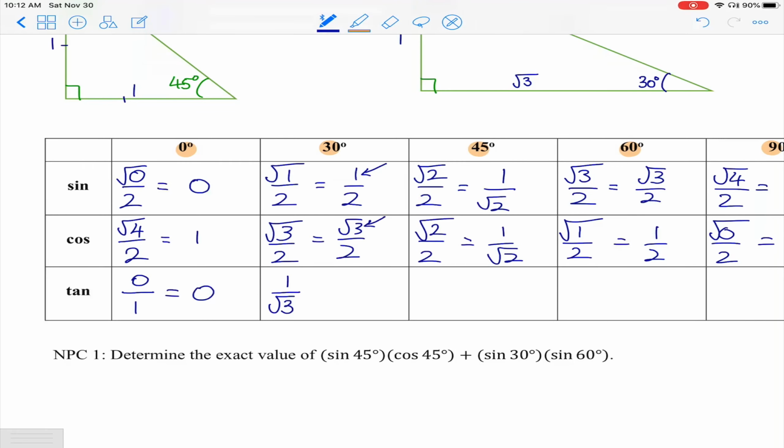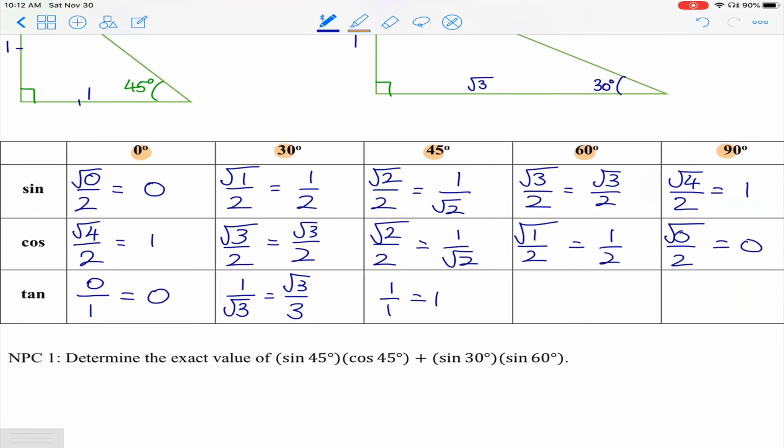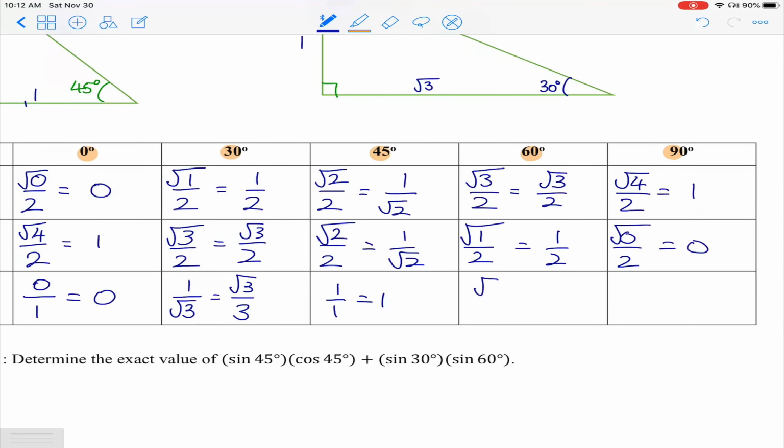1 over square root of 3. Using rationalization, this is square root of 3 over 3 as well. Next one is 1 over 1, which is just 1. Then for 60 degrees for tangent, square root of 3 over 1, so it is just square root of 3. Again, it is numerator of sine divided by numerator of cosine.